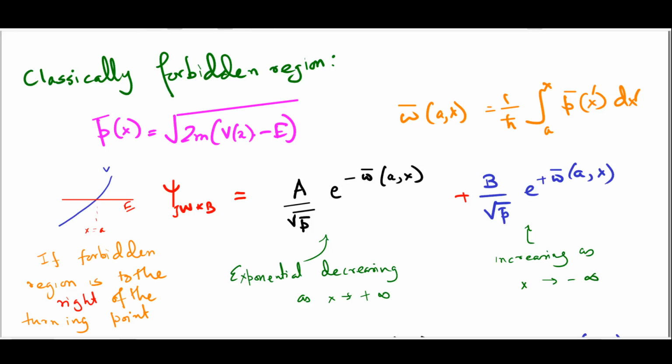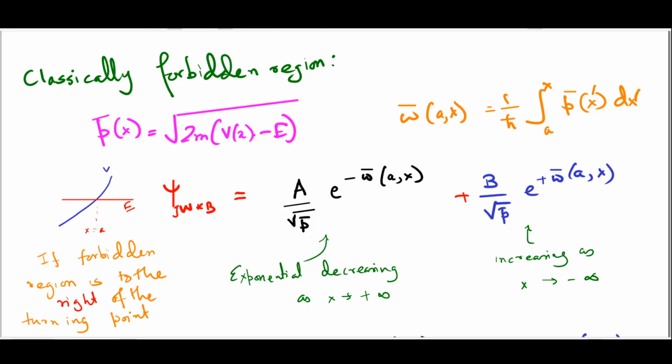Now, the WKB wave function in the classically forbidden region takes the following form. e to the power minus w bar a comma x by root over p bar is one term, which is multiplied by its constant capital A. In addition, you have another term, which is e to the plus w bar a comma x by root over p bar times some constant capital B.